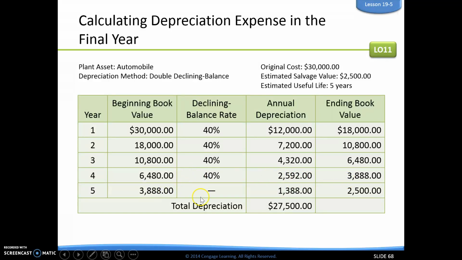Now, if we were to do $388 times our 40%, it would decrease it more than its estimated salvage value, which is $2,500. So all we do in our last year is depreciate it as much as the book value is, subtracting out our estimated salvage value. And that's what our annual depreciation expense is, because we can't ever depreciate it lower than its estimated salvage value. We just don't do that. And so then we get our total depreciation, which is $27,500. And if you take our original cost of $30,000 minus our estimated salvage value, that's your total 100% of depreciation.